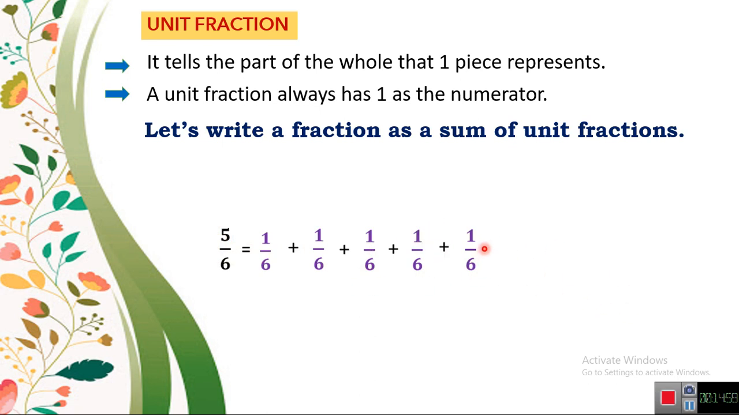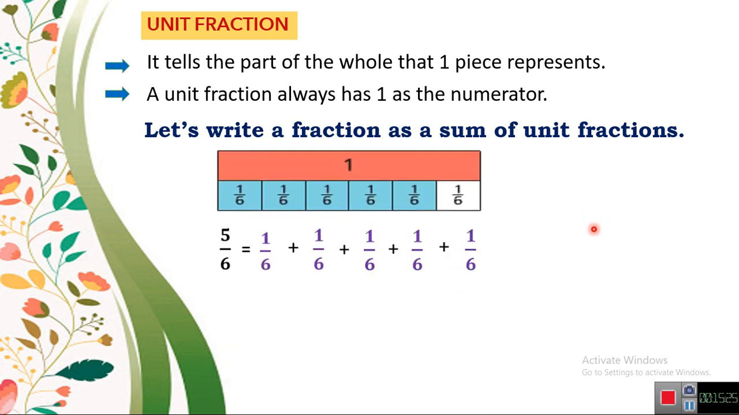Now each unit fraction here is called an addend. What is an addend? They are the terms that are added together to get you the fraction. But you need to add them. That's why they are called addends. How many addends do you see here? 1, 2, 3, 4 and 5. So these are all called addends.